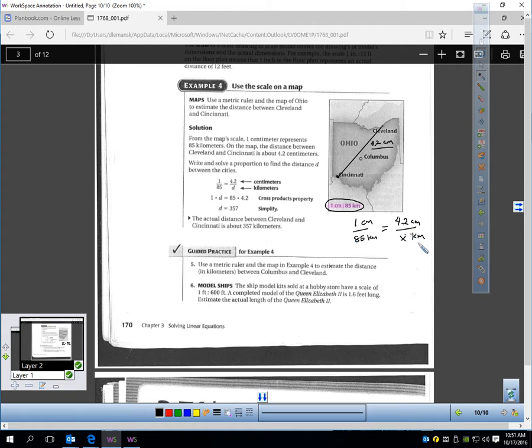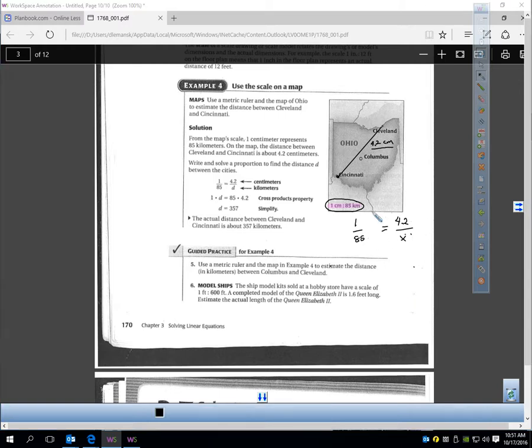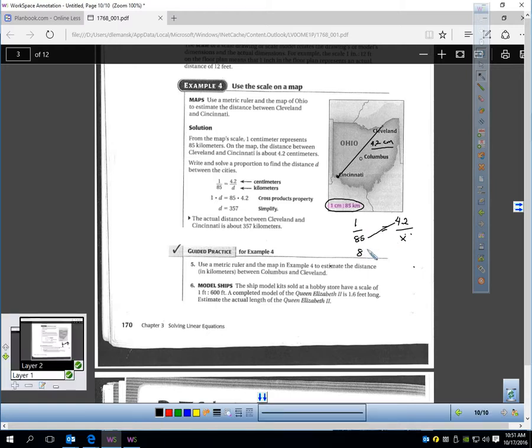Now, once you set it up, you can forget about the units. Let's just forget about them for a minute. And you can solve this. So let's multiply the means together. 85 times 4.2 should equal 1 times x. Well, all I've got to do is take 85 times 4.2, that's 357, and that should equal x. And then I can check it. 357 divided by 4.2 should give me the same thing as 85 over 1, and it does.